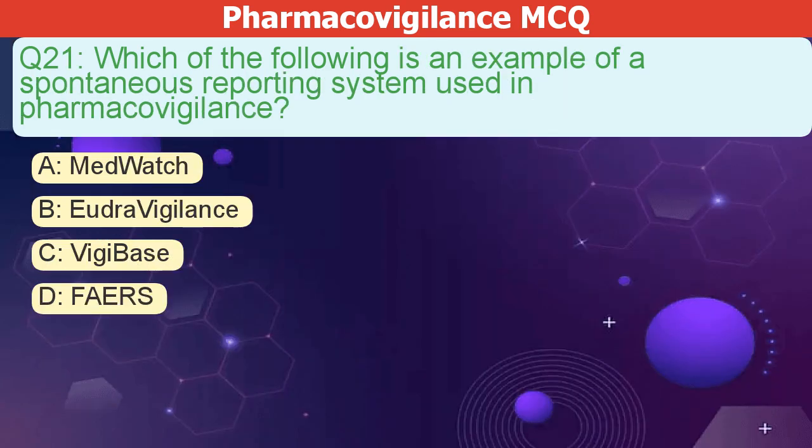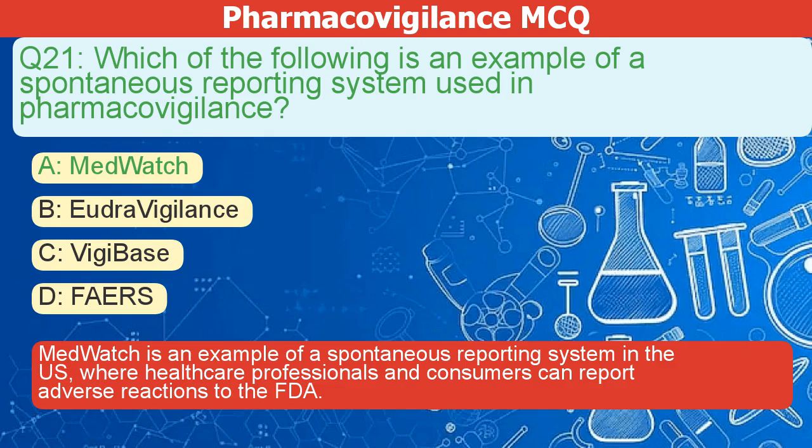Which of the following is an example of a spontaneous reporting system used in pharmacovigilance? A. MedWatch. B. EudraVigilance. C. Wikibase. D. FAERS. The correct answer is A. MedWatch is an example of a spontaneous reporting system in the US, where healthcare professionals and consumers can report adverse reactions to the FDA.